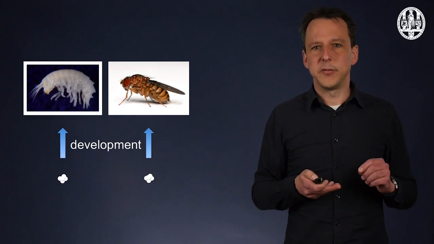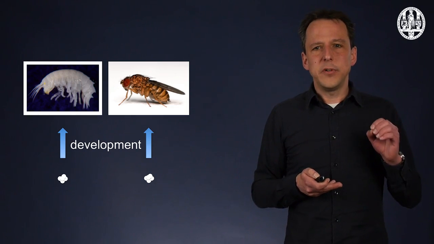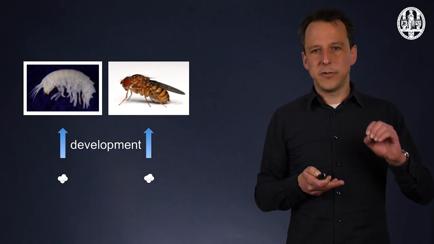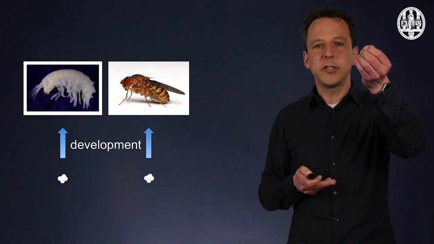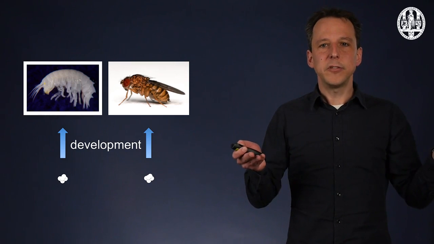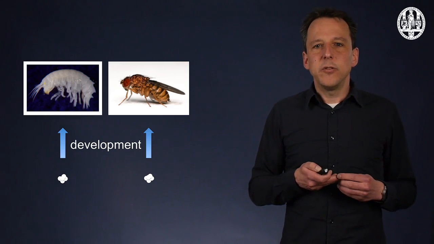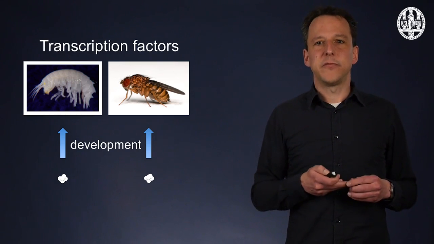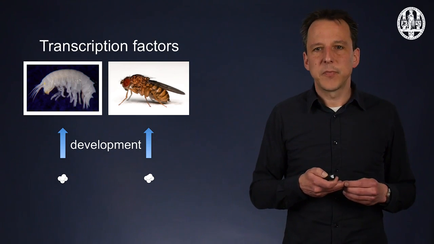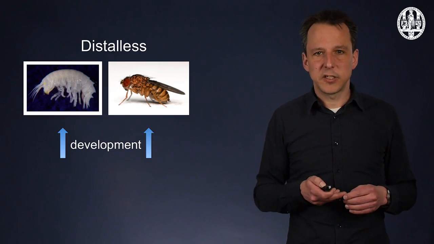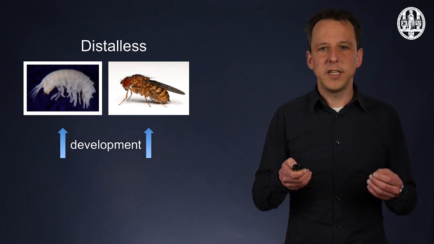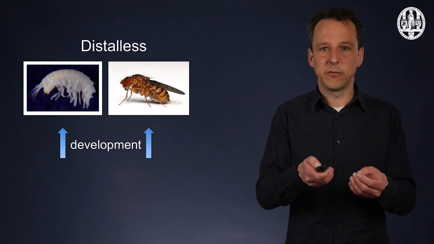Let's go into this. It is important to realize that the whole process from a fertilized egg to an adult organism is also regulated by proteins. And there is a group of proteins called transcription factors that play an important role. And these are a kind of director proteins. An example is distalis. Distalis is a protein that determines where the legs will grow.